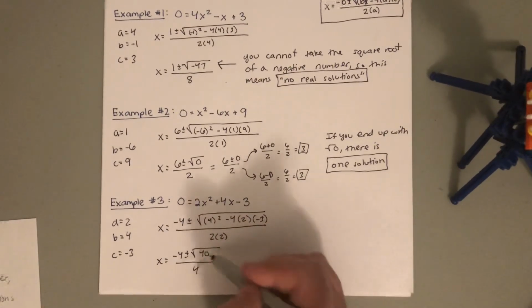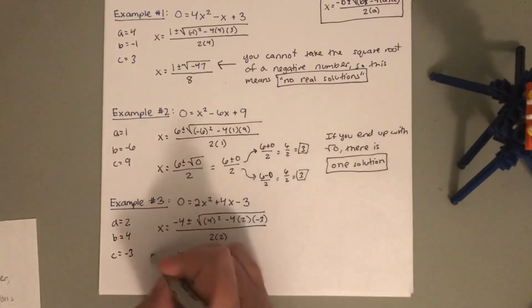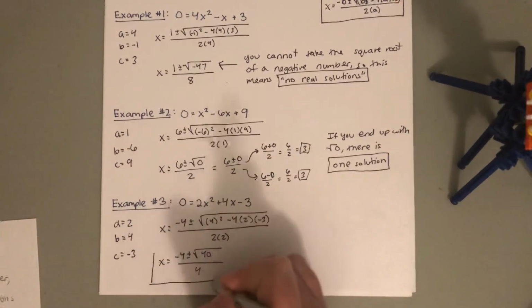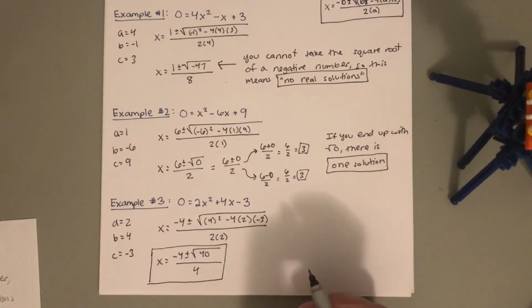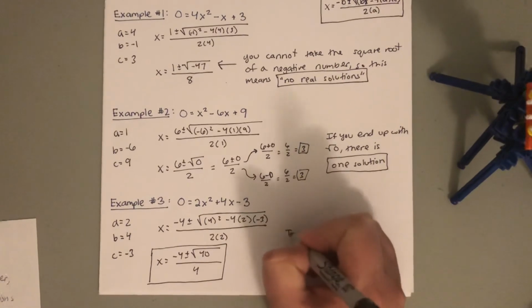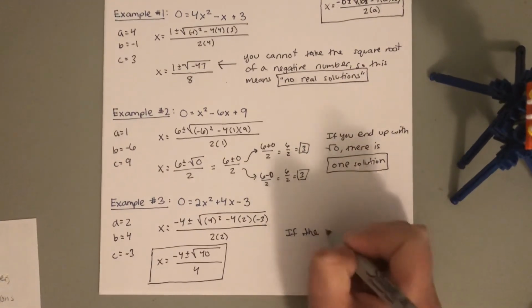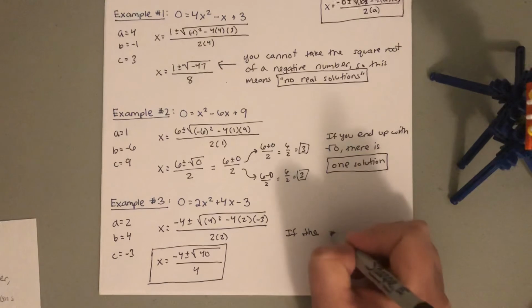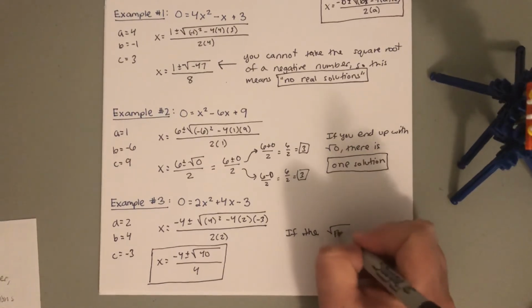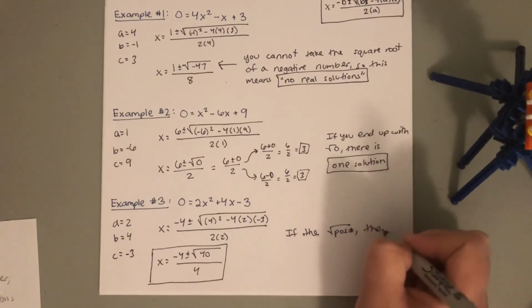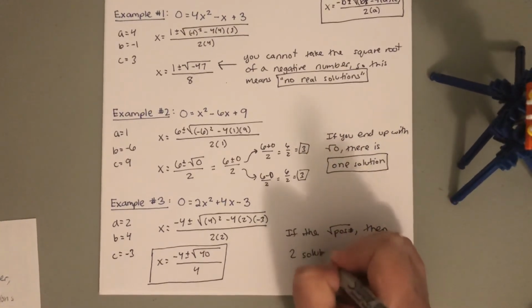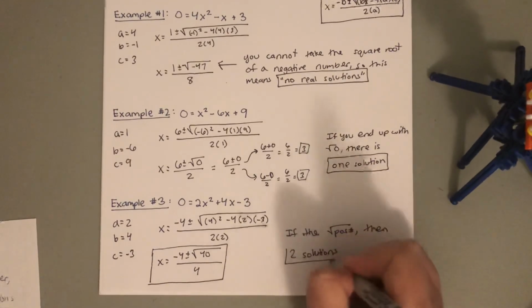And the square root of 40 ends up being a decimal, so we can just leave it like this, and that is our solution. And because whatever is under the square root is positive, we can take the square root of it. It's going to change what it is if you add or subtract it. So that means 2 solutions. So we can say over here, if the square root is of a positive number, then 2 solutions.